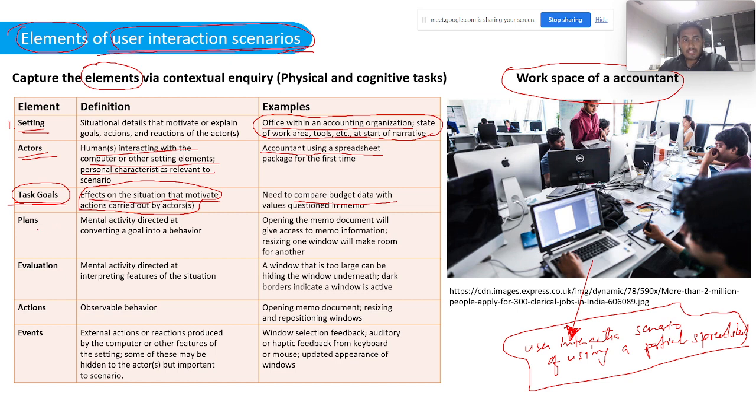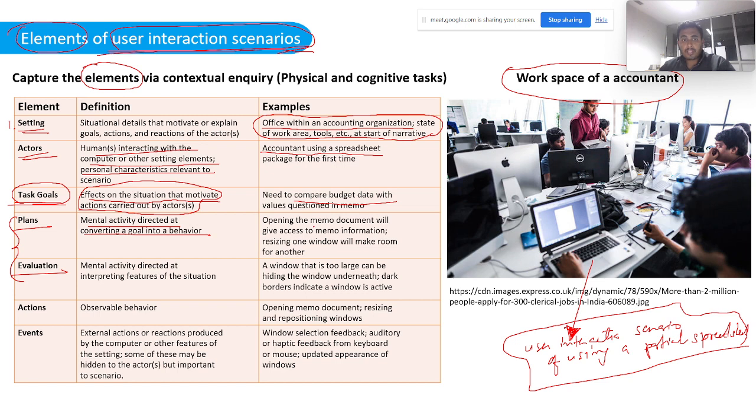Then there are certain activities which are mental in nature. That means the mental activity that directs that person to convert the goal into behavior. The goal is to compare budget data, so he first starts planning. You need to capture all that information during the user interaction scenario. From that scenario, a designer should be able to identify the planning that's going on inside that person's head.